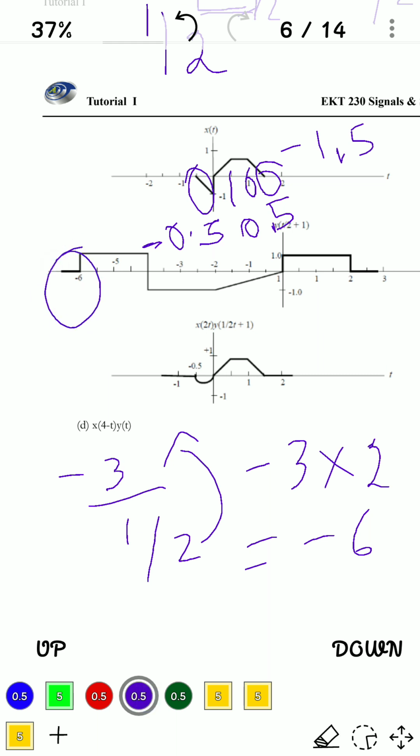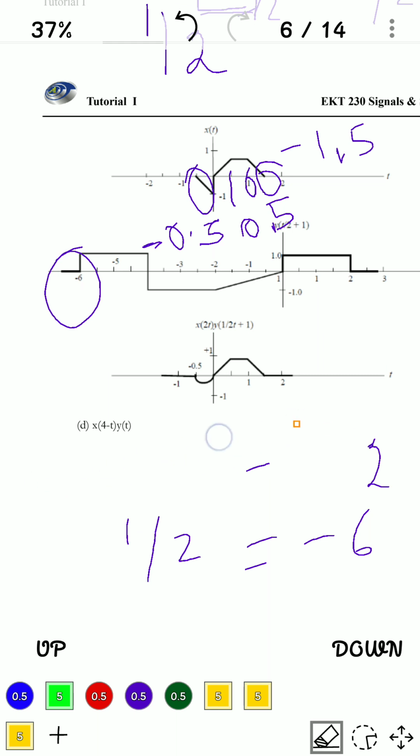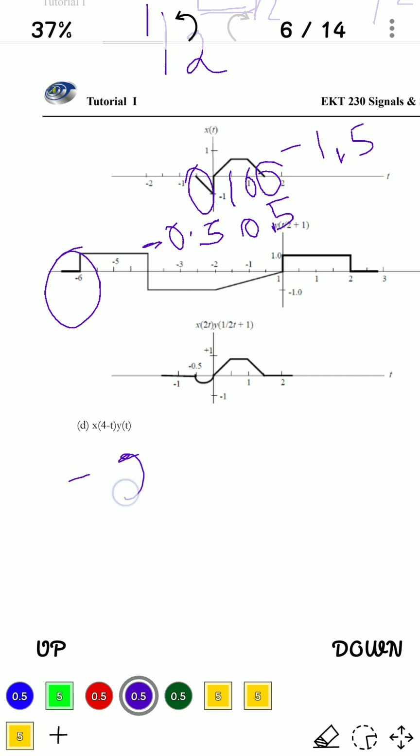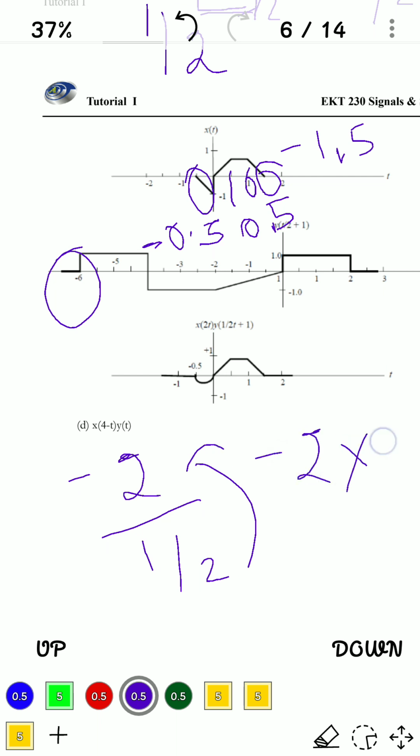Yes, this is minus 6. And now let me come to my another one. So what is the another one? So here minus 2. So what happens to your minus 2? For your minus 2 divided by 1 by 2, if you shift 2 here, you get minus 2 into 2, which is equal to minus 4, right? Minus 4. So here is your minus 4, right?